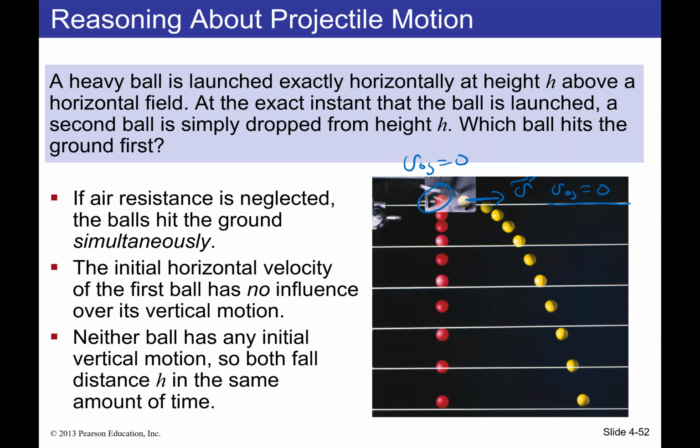Right? So if they start from the same height, they're going to hit the ground at exactly the same time. Okay. Because remember that equation, right? Delta y equals 1/2 a t squared, if the initial velocity is 0. If you have the same delta y and the same a acting on both of them, then the time interval will be basically the same.